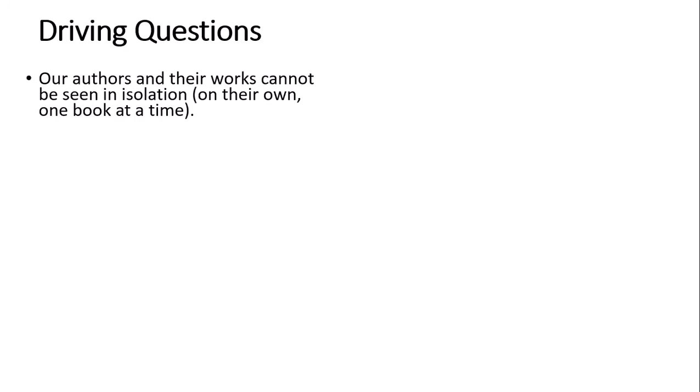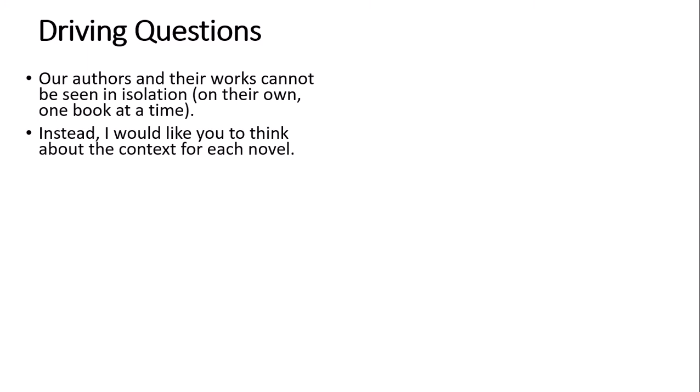So I said this, and if you took American Lit 1 with me or you saw that video, our driving questions for this class, our authors and their works really can't be just seen in isolation on their own. A lot of times, in a class like Introduction to Literature, you might not have that historical or cultural context. You might just be looking at a story or a poem and talking about what it means. For this class, we're going to be doing that, but we're also going to talk about the context for each novel or piece of literature that we are reading.